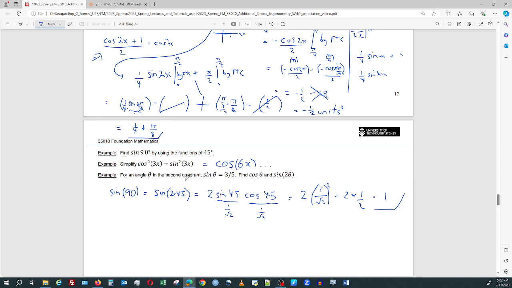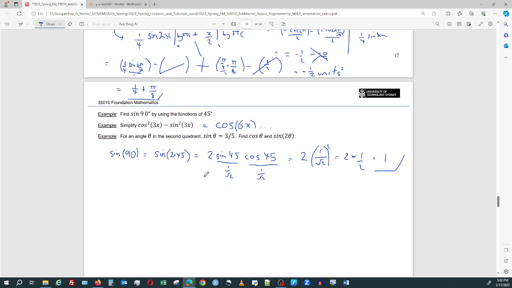For any angle in the second quadrant, sine angle equals 3/5. Find cos and sine 2 theta. So in effect, what we want to do here is think about drawing up some pre-work. We're going to have to do some pre-work. Now, sine 2 theta, if we do this one down here, just put a line on that one to mark it off. Sine 2 theta, there it is.